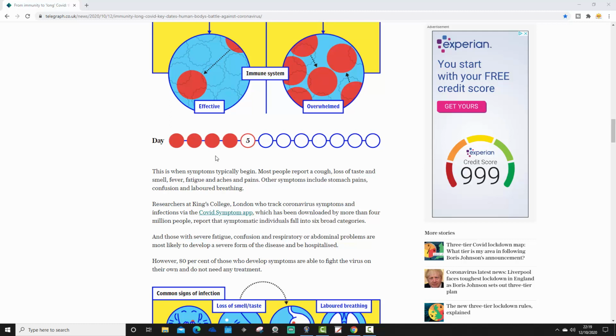Researchers at King's College London, who track coronavirus symptoms and infections via the COVID symptoms app, which has been downloaded by more than 4 million people, report that symptomatic individuals fall into six broad categories. Those with severe fatigue, confusion, and respiratory or abdominal problems are more likely to develop a severe form of the disease and be hospitalized. However, 80% of those who develop symptoms are able to fight the virus on their own and do not need any treatment.